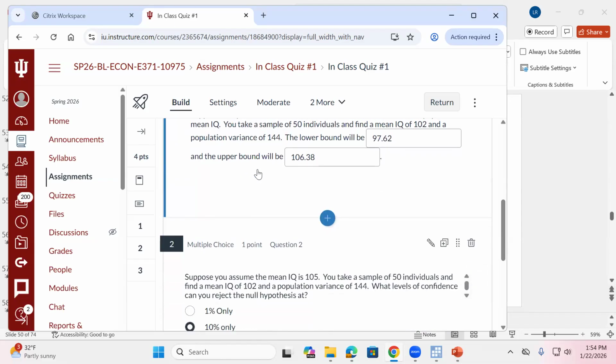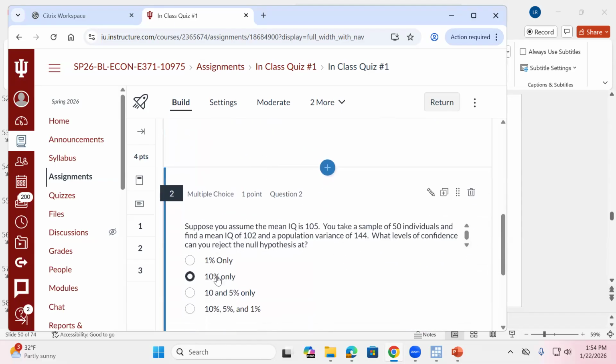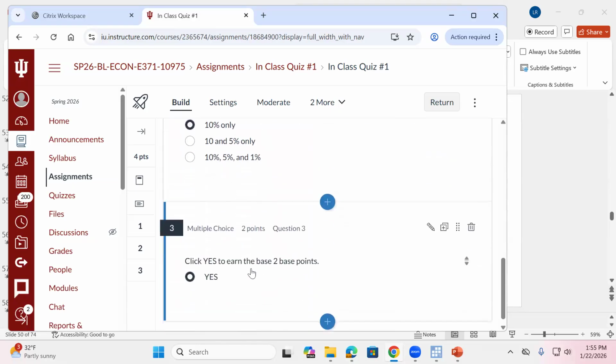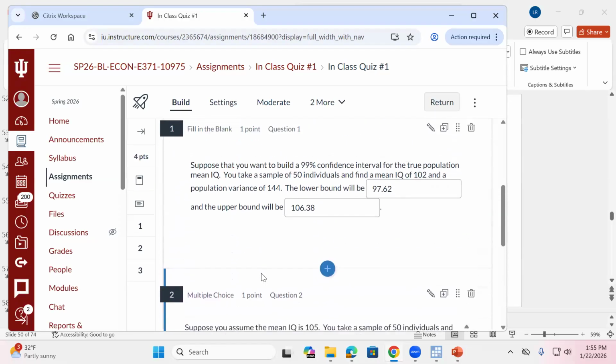And then if we wanted to do some hypothesis testing, at what levels can we reject certain values? We'll talk about this on Tuesday's class as well. The answer to question 2 should be only the 10% level. I also have question 3 set to be just yes, do you earn the base points for being here today? I'm going to adjust some things on Canvas so that we don't have to have that base point question.